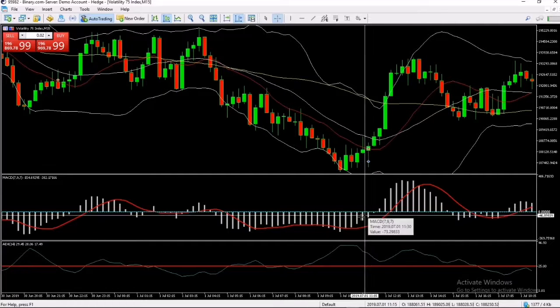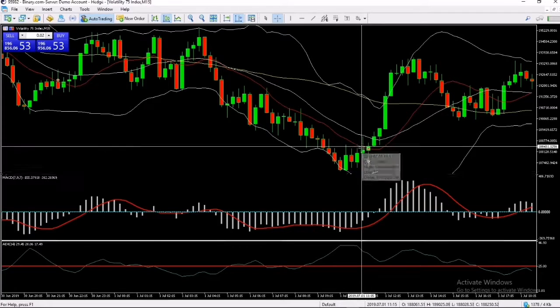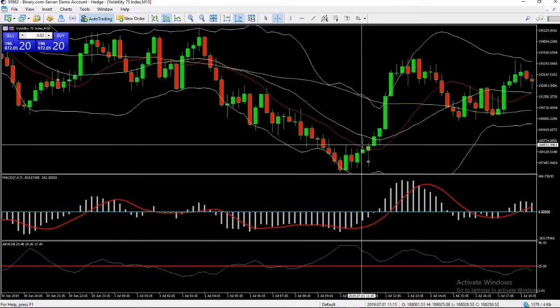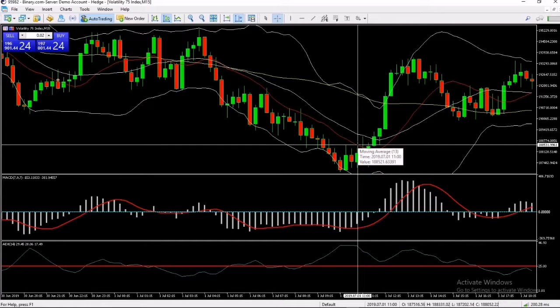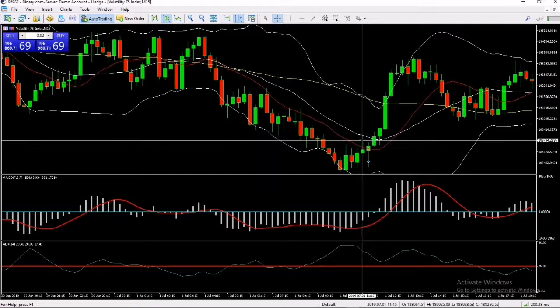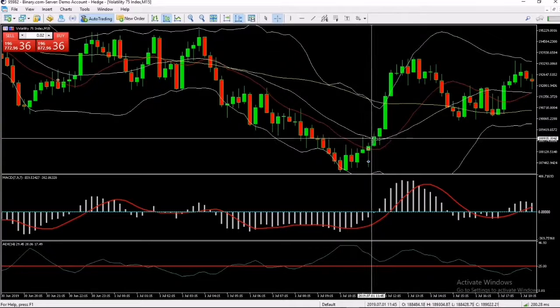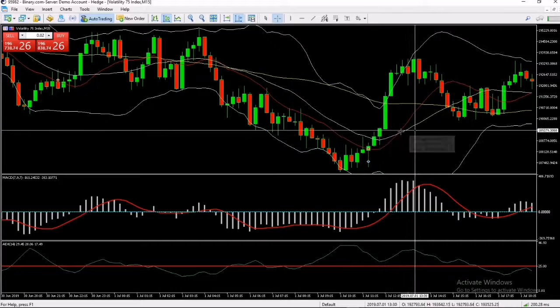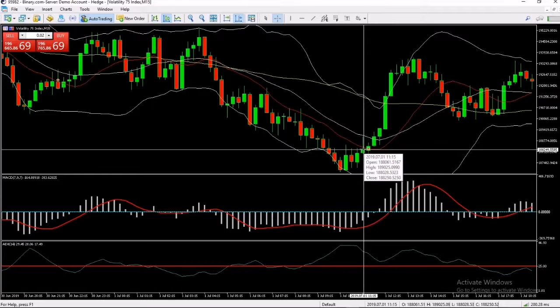At this point, this first candle tried cutting the moving average 13 upward. It tried closing above it, but it is still below the middle Bollinger Band, and as such the candle reversed and closed here.